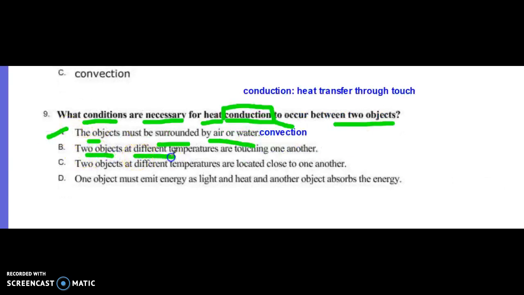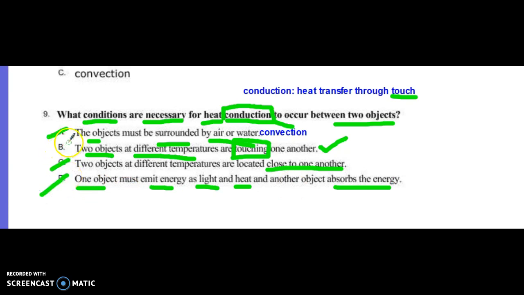Two objects at different temperatures are, well, there's a key word, touching. I like this answer. Two objects at different temperatures are located close to one another. Well, if there's no touching, that can't be the answer. One object must emit energy as light and heat, and the other object absorbs the energy. No, I don't like that answer. I think this B is the best answer.